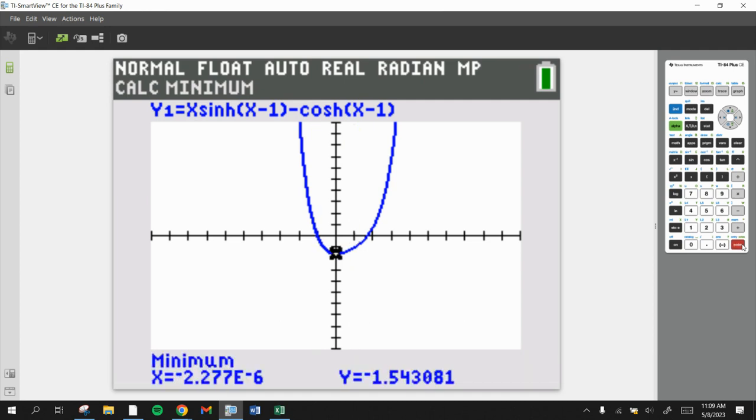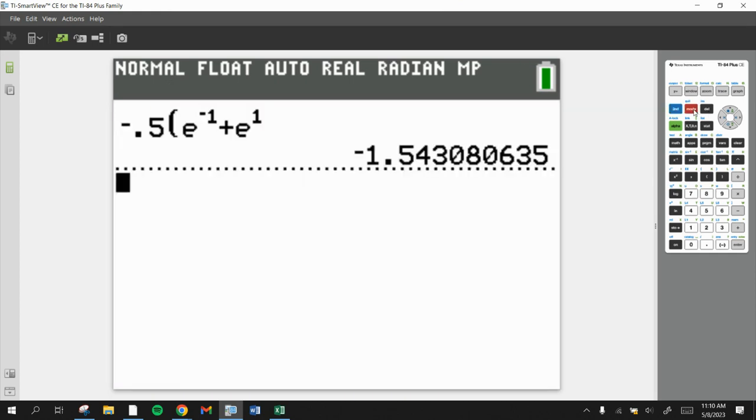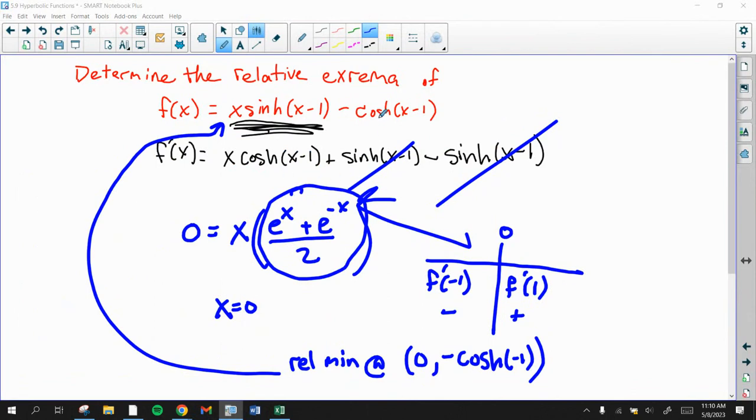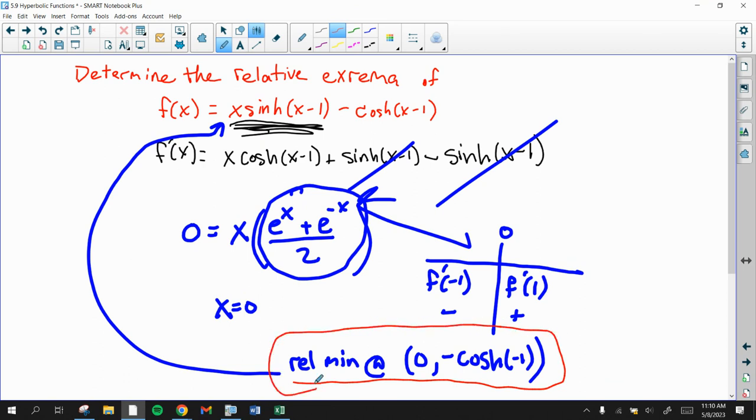Guess is enter. And I'm getting 0 for x, and then negative 1.543 for y, which confirms my answer. Negative 1.543 right there. So I'm very satisfied with the relative minimum being exactly right here. That's all there is to it.